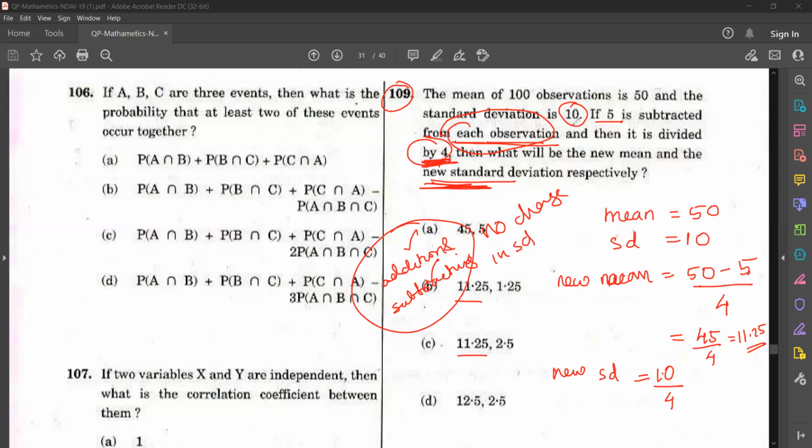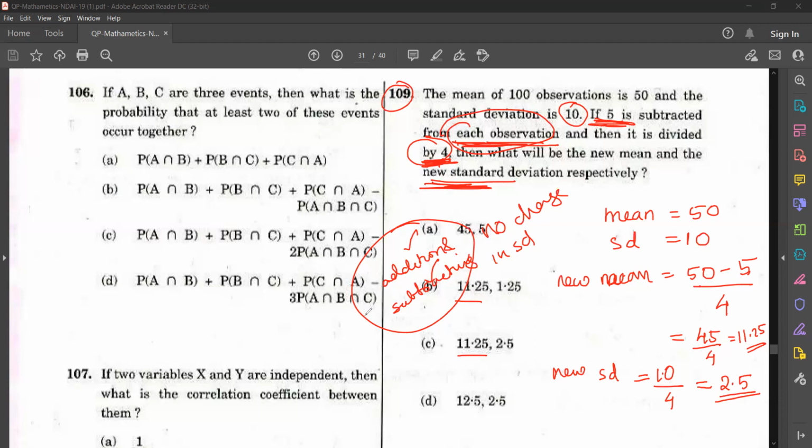So the new standard deviation is the original standard deviation divided by 4. So that is 2.5. Understood? Whatever change you are doing to each observation, you have to do in the case of mean. If you are subtracting 5 from each observation, subtract 5 from the original mean. If you are dividing each observation by 4, divide the mean by 4.